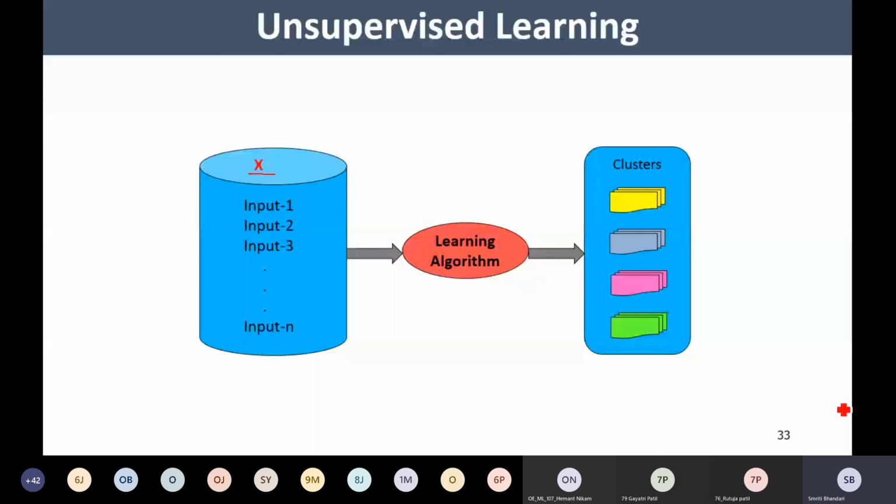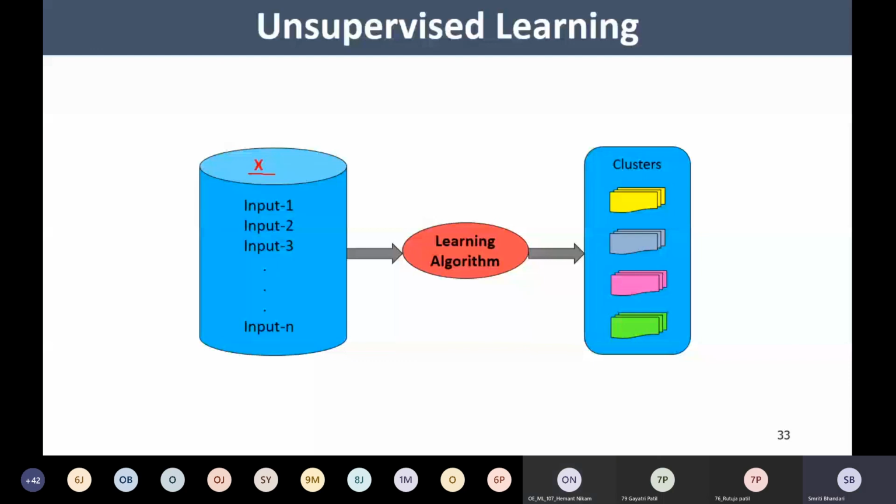Am I clear? Under unsupervised learning algorithms, we are going to focus in this course on k-means clustering and also hierarchical clustering. Our unit number 6 is dedicated to unsupervised learning. Am I clear?